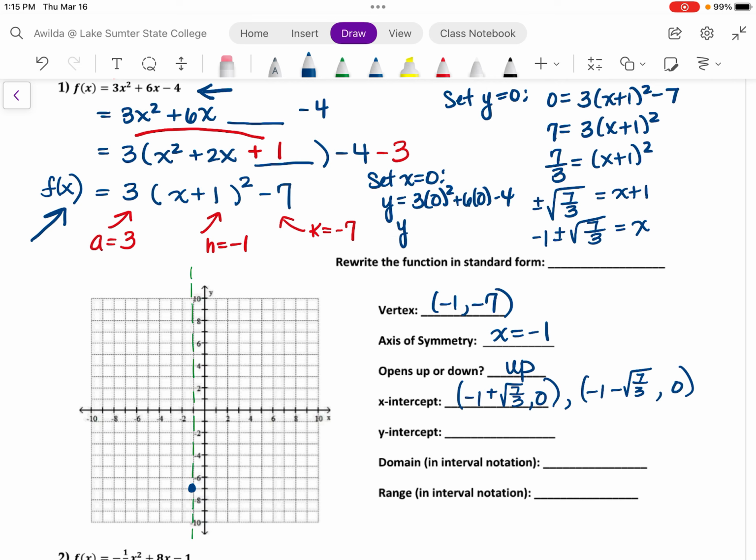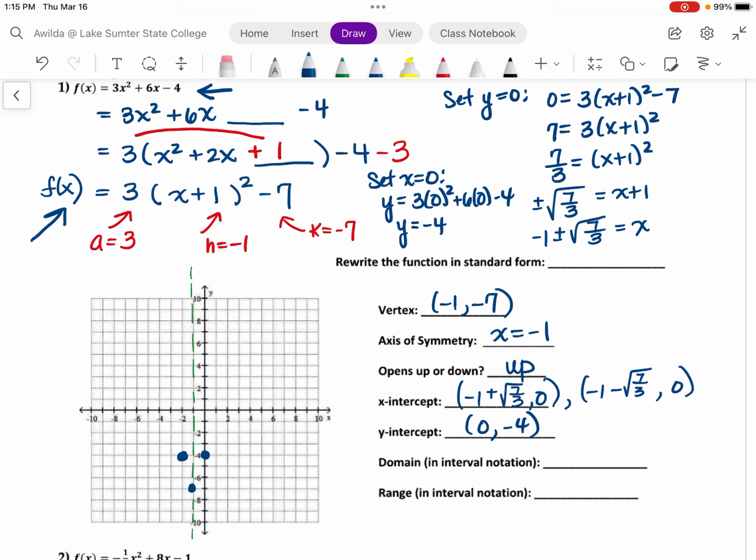See how easy this was? Y is simply going to equal -4. So the y-intercept will be at the point (0, -4). That one, thank goodness, is a lot easier to find. There it is. And then using symmetry, we can go ahead and create that reflection.